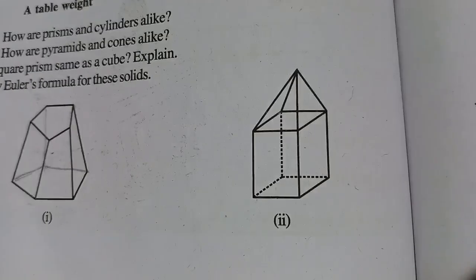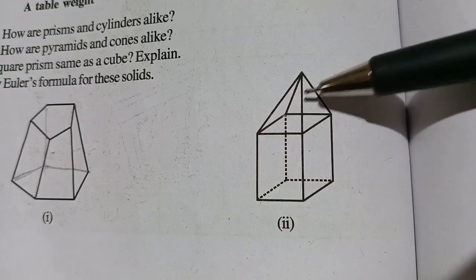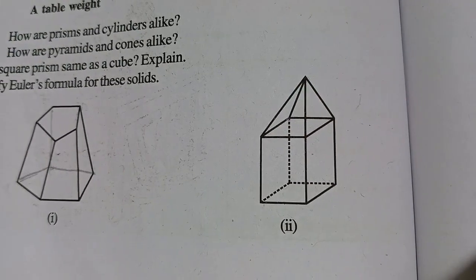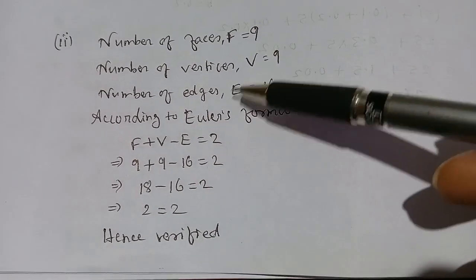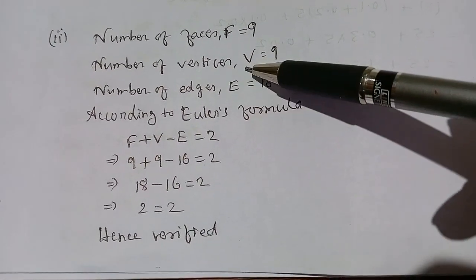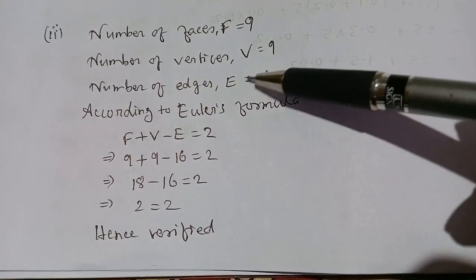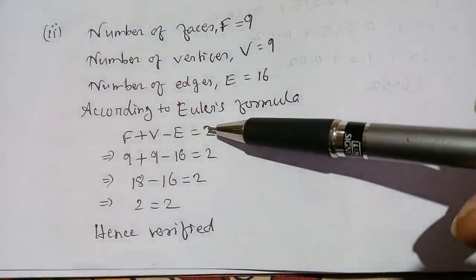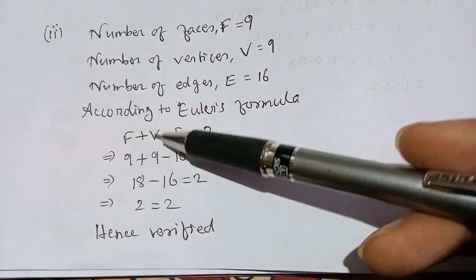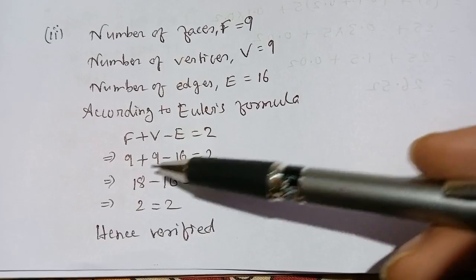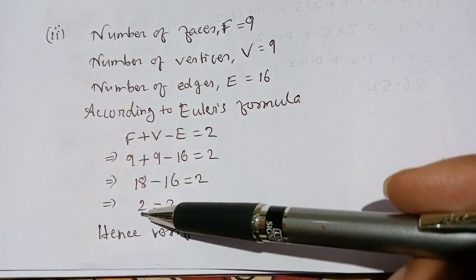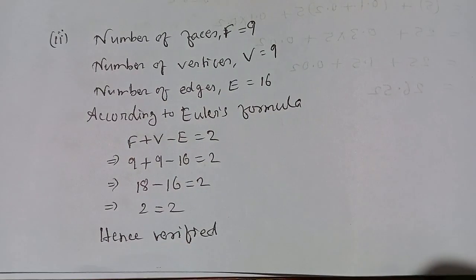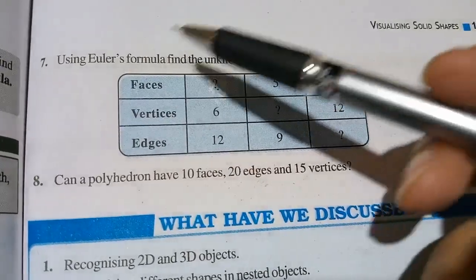Now here in question number 2, this is also one type of polyhedron. So you have to count the number of faces, edges and vertices. Now after that, see how to write it. Number of faces f equal to 9, vertices v equal to 9, edges e equal to 16. According to Euler's formula, f plus v minus e equal to 2. So face is 9, vertex is 9, edge is 16. So 9 plus 9, 18, 18 minus 16, 2. Here also LHS equal to RHS. That means it is verified. Okay, understood?